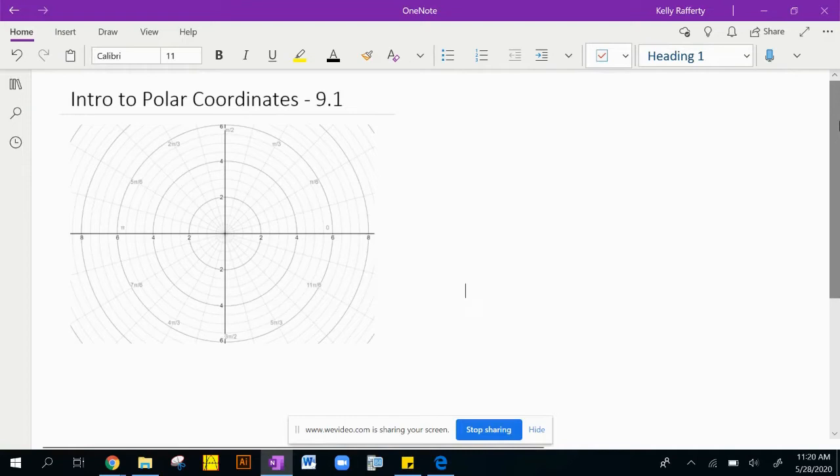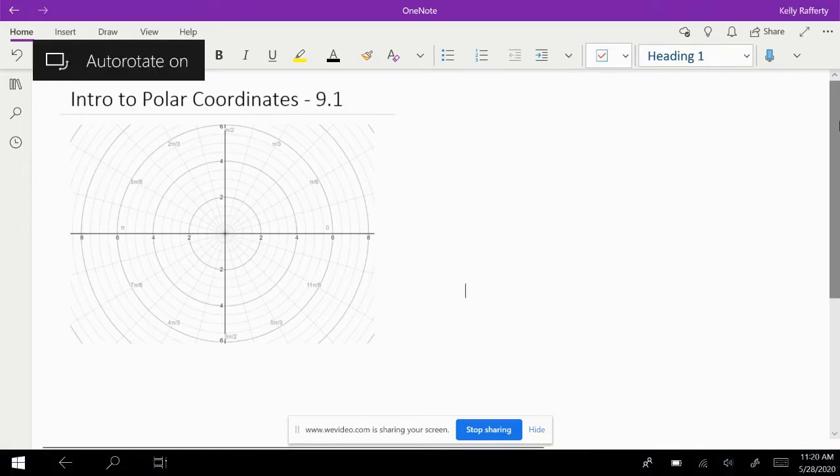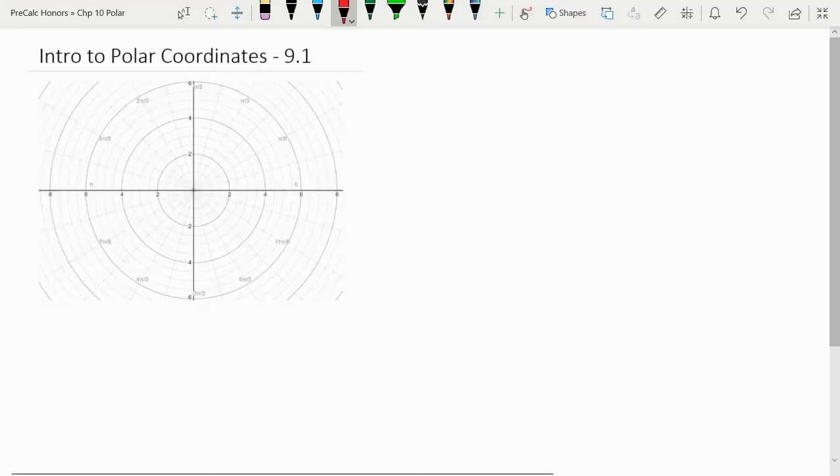All right, guys, so we have the start of a new section, 9.1, which is polar coordinates. So this is going to be a little intro video, just some stuff that we'll need to know when graphing and in general about polar coordinates and the polar coordinate plane. So I have a screenshot here from Desmos of the polar coordinate grid.